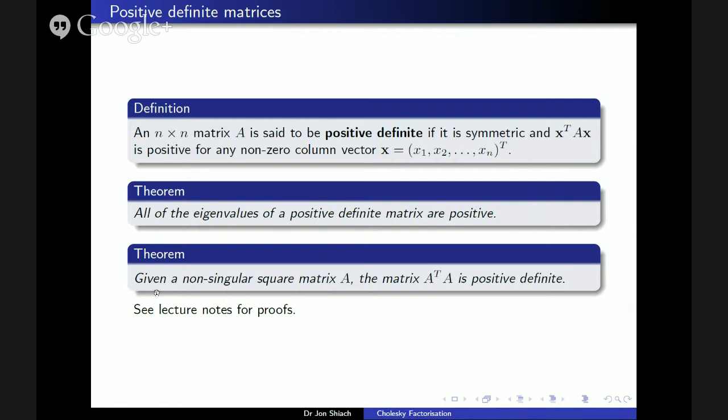What is useful, especially when we come to look at QR factorization in a few weeks, is this: given a non-singular matrix A, in other words, there exists an inverse of A, the matrix A transpose times A is positive definite. Okay, and there are a few nice proofs that go along with those.